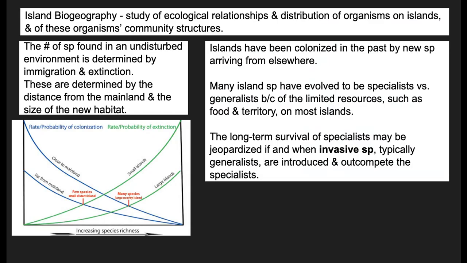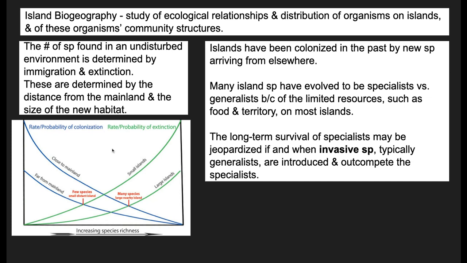We also talked about island biogeography, and we had a case study that we studied at the beginning of the year. But the island biogeography example is going to study the ecological relationships and the distribution of organisms on islands, and these organisms and how they interact with one another. So the number of species found in an undisturbed environment is going to be determined by the immigration and extinction. They will be determined also by the distance from the mainland and the size of the new habitat.